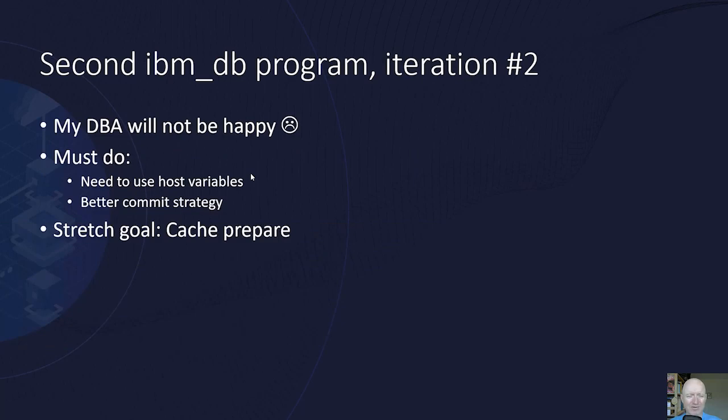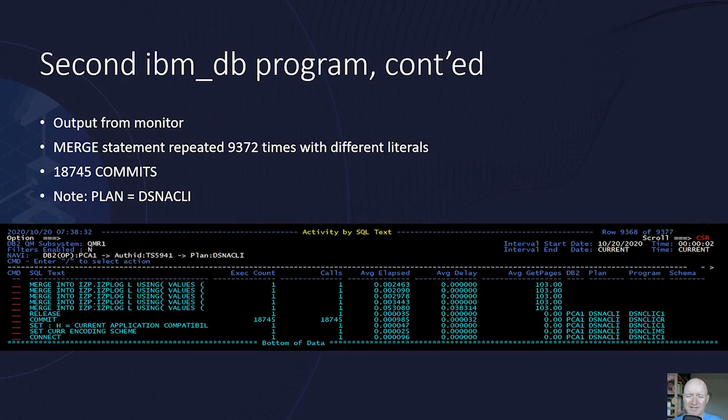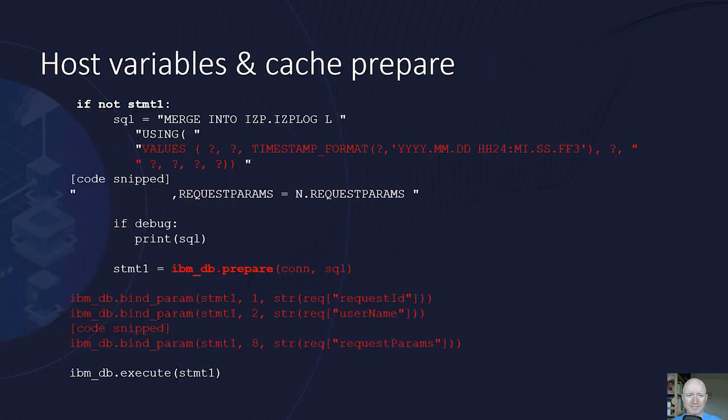So back to the drawing board. I don't think my DBA will be happy with my program. So some of the things we could do to optimize it would be, how can I use host variables? And maybe I want to do a better commit strategy. And then as a stretch goal, I also had the intent to cache the prepare. Basically, I had 2 different SQL statements in my program, so there was no need to keep preparing them each time I needed them. So I could just prepare once and then reuse that prepare for the entirety of the program. All right, so let's look at host variables.